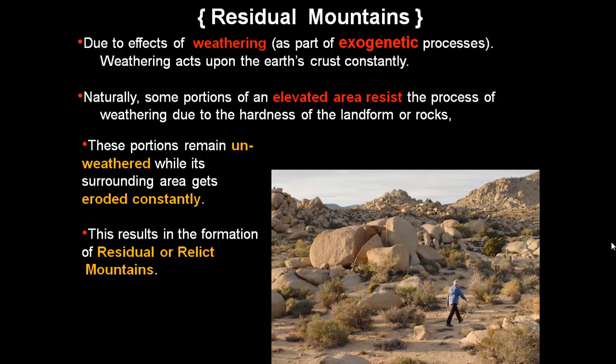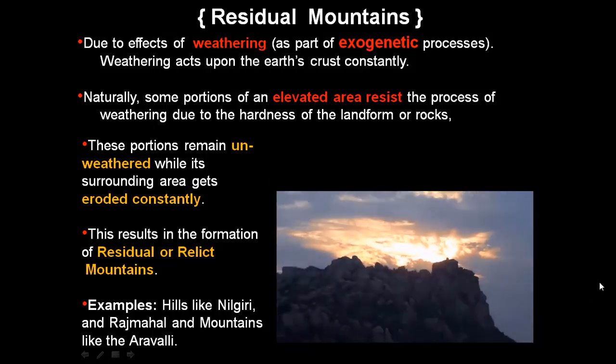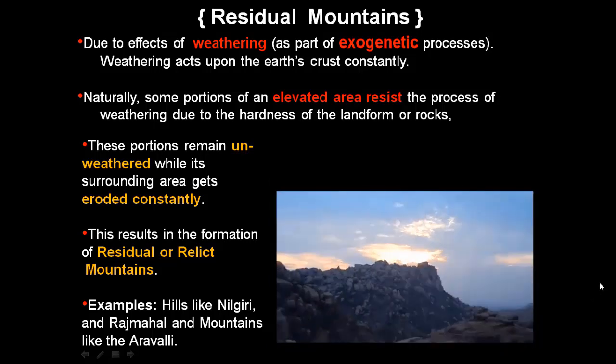Some examples of residual mountains are the Nilgiri Hills, Rajmahal and mountains like the Aravallis. Now we'll watch a visual to understand how relic mountains look. As you can see in the visual, these are exposed rock boulders.